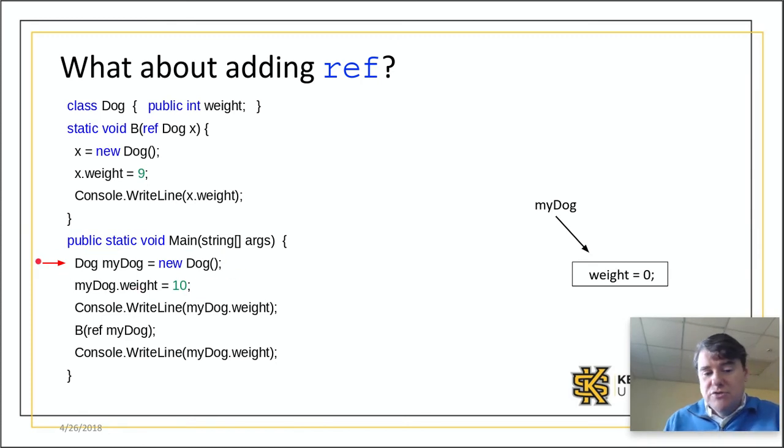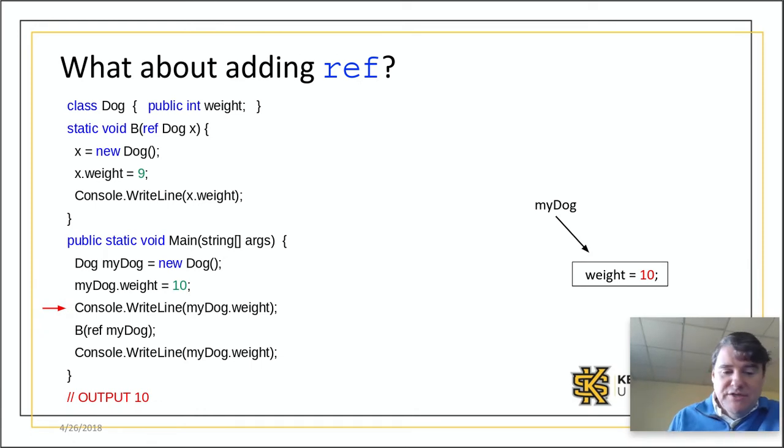So dog gets new dog. Dog's weight equals 10. By the way, the dog hasn't changed. It's still got a public weight. So life is good, same as before. We're going to print out the size. We know that that outputs 10, no surprise there. All right, so now things are going to get weird.